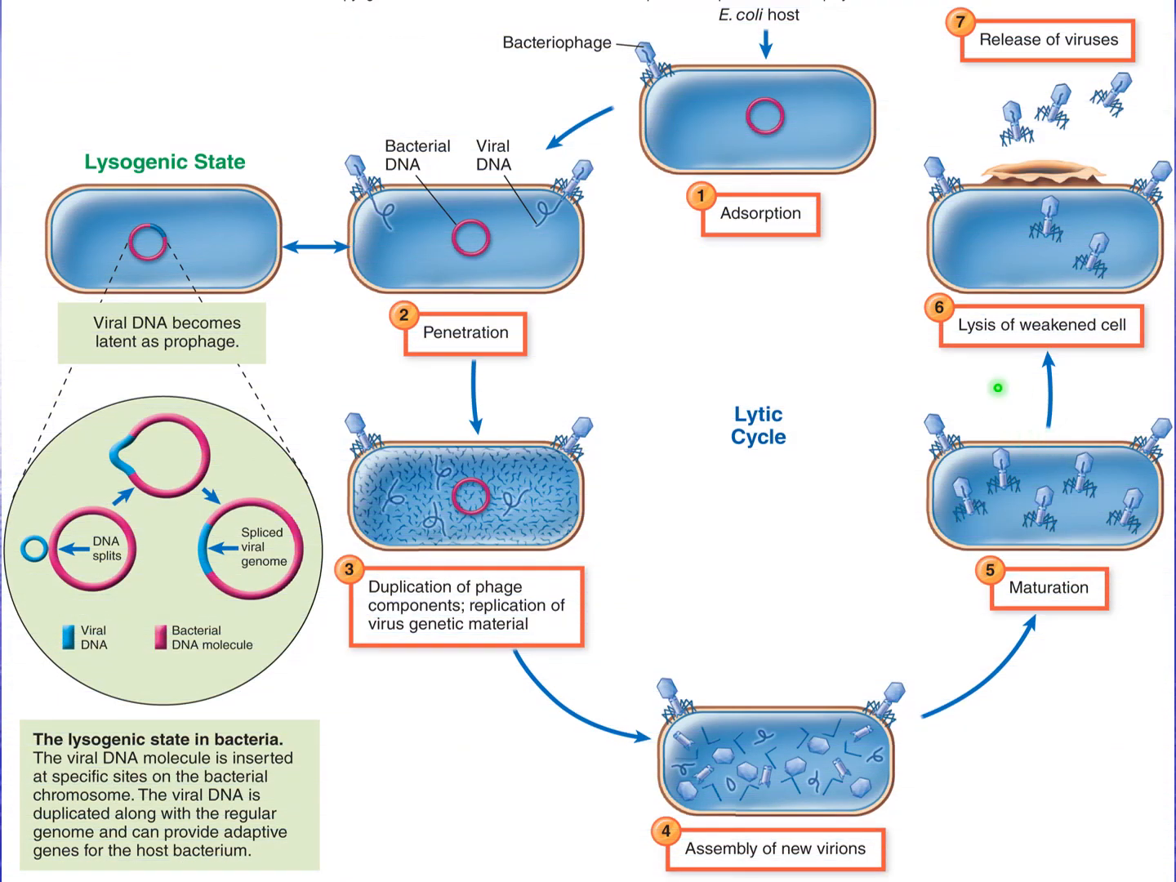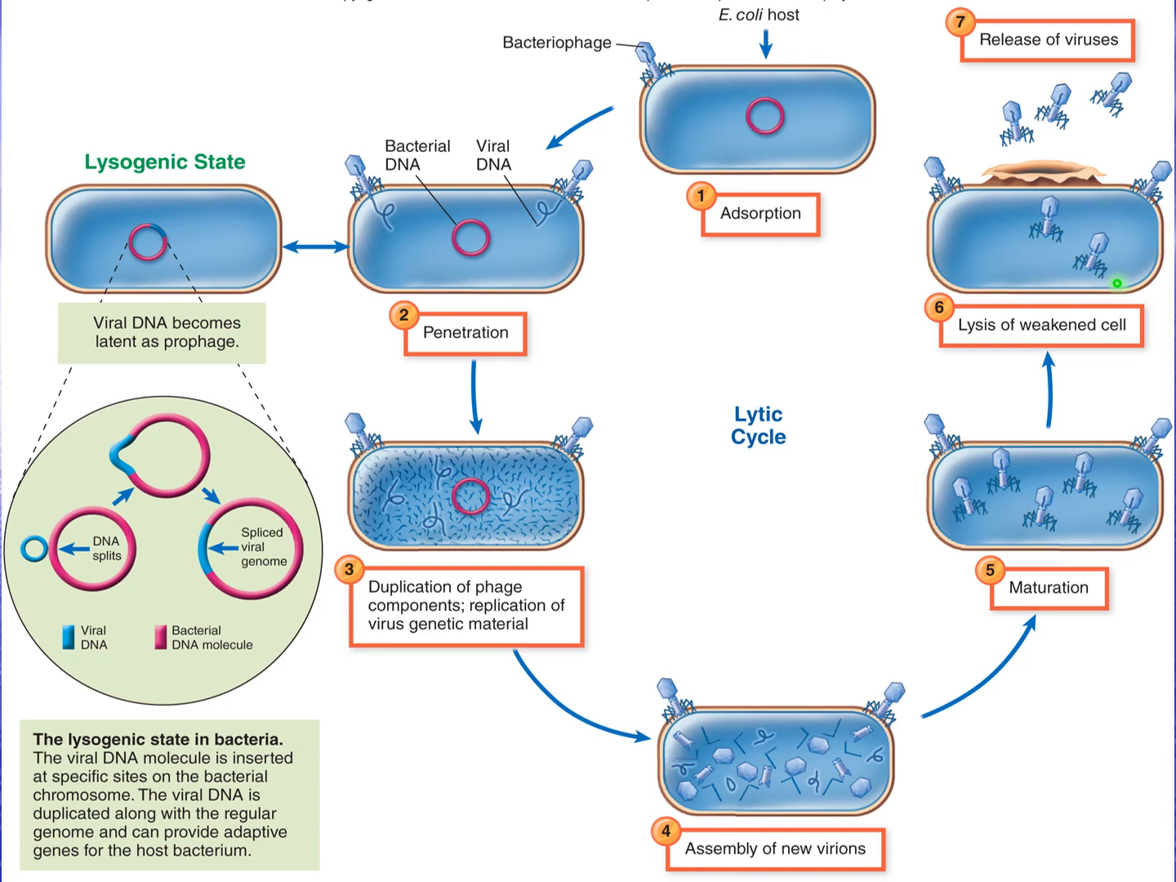So here's what it looks like. In the lytic stage, we'll see that the bacteriophage infects the E. coli. The bacterial DNA and the viral DNA are incorporated. Typically what will happen is that the bacterial chromosome will be broken up by the presence of the viral DNA. This then will cause the protein mechanisms to make viral proteins only. We assemble the new virions, the virions mature, and then we'll actually lyse the cell.